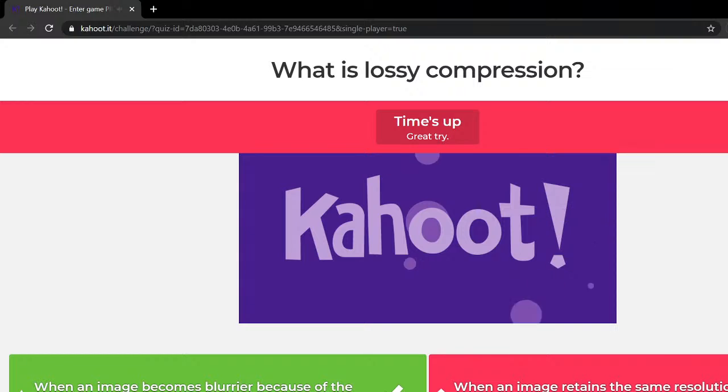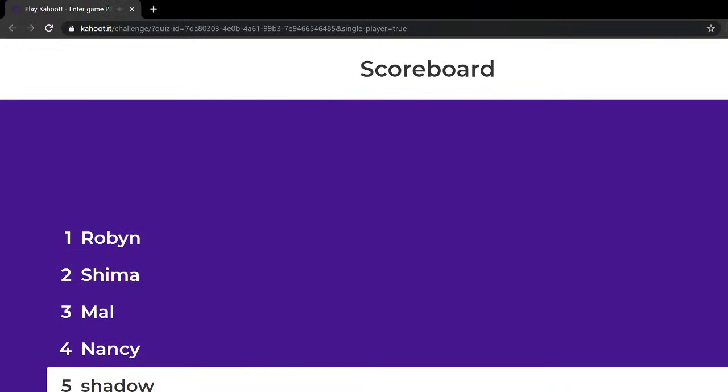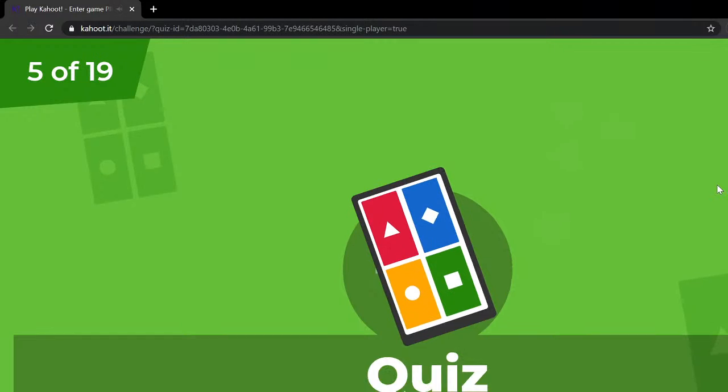Okay, so yes, the answer is A, or the triangle. So when an image becomes blurrier, it's due to the loss of information, and that's lossy compression. So lossy compression will make the image blurrier due to having loss of data. So it's basically like averaging pixels.